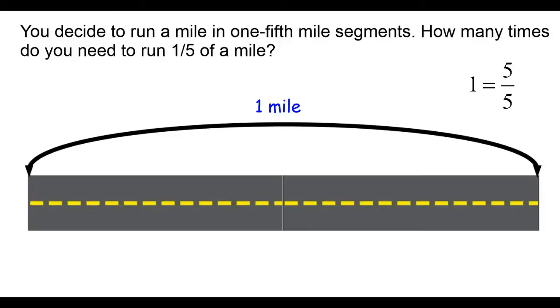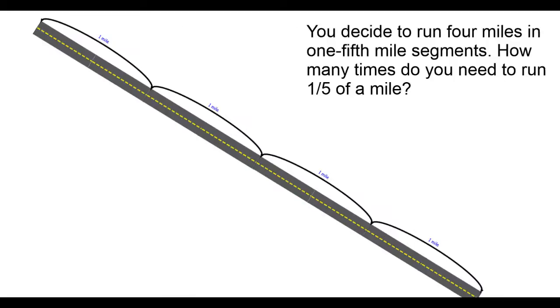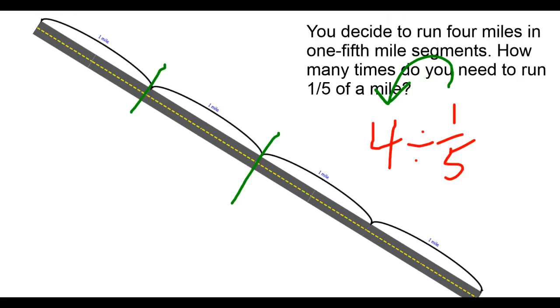So we can extend that to say, what if we wanted to do 4 miles in 1/5 of a mile segments? How many times do you need to run a fifth of a mile to make it 4 miles? And that question is the same as 4 divided into fifth mile segments. How many fifths does it take to make 4? And in this case, it's not just 1 mile that we're talking about, it's 4 miles. But that 4 is just 4 equal groups of 1.